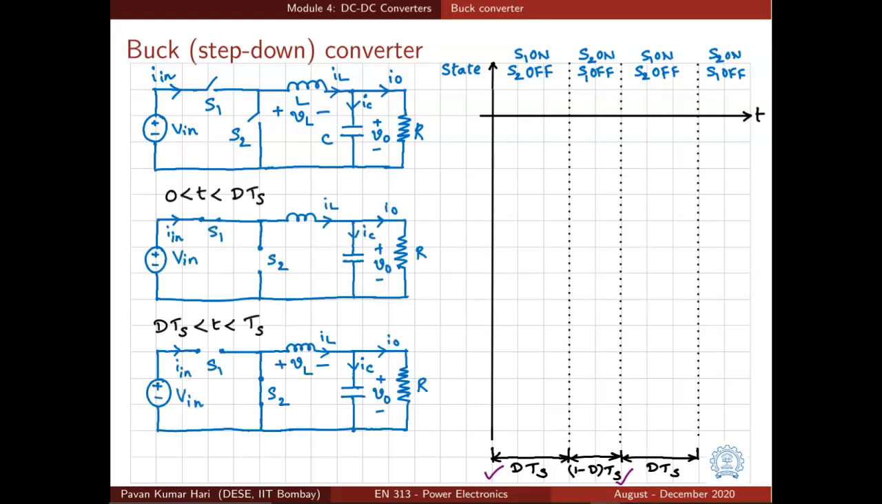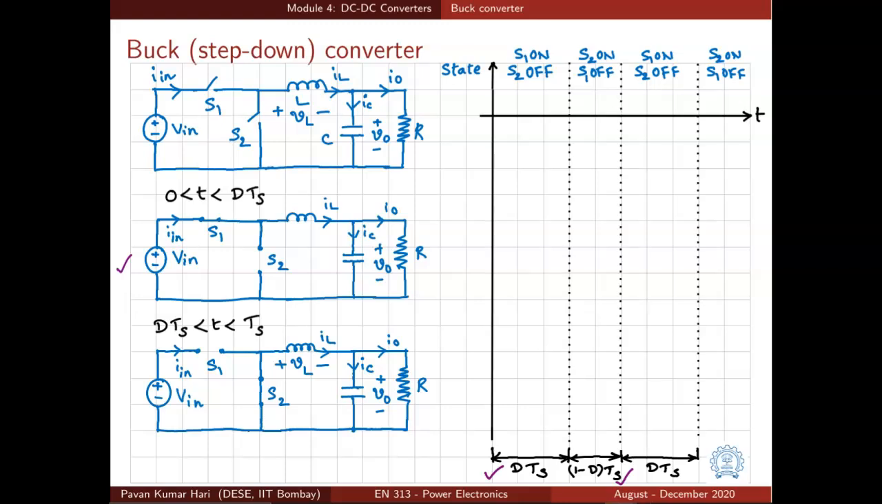The first step is to draw the converter circuit in the corresponding states. So when S1 is on and S2 is off, that means for 0 less than t less than dTs, in that interval the circuit looks like this. So S1 is on, so it is represented as a short circuit. S2 is off, so it is open circuited. Rest all elements are intact.